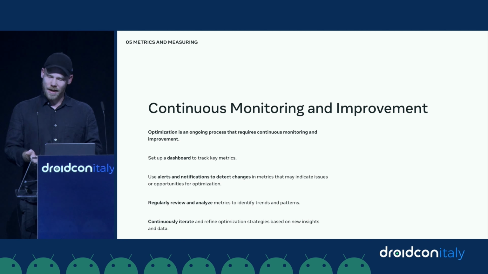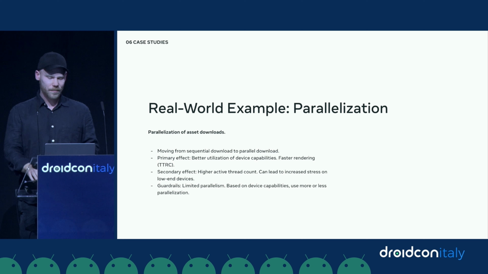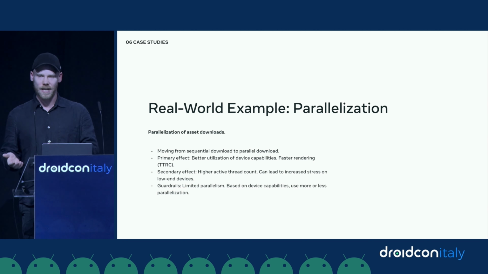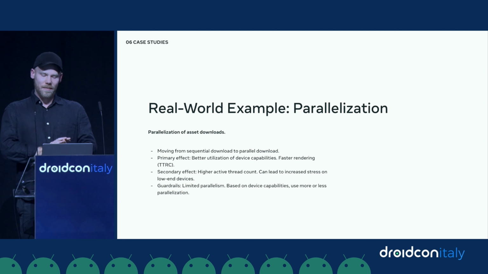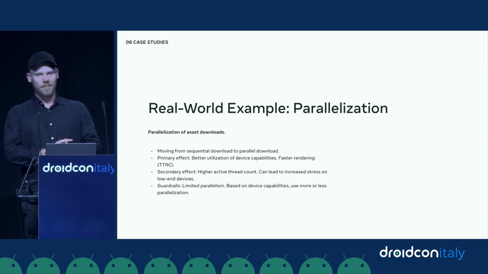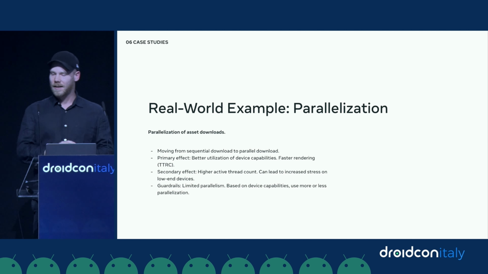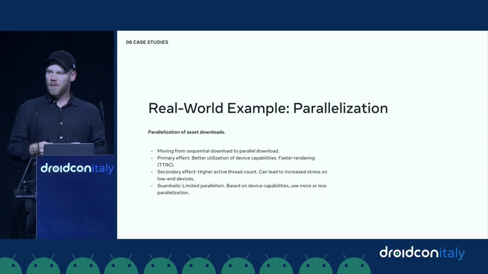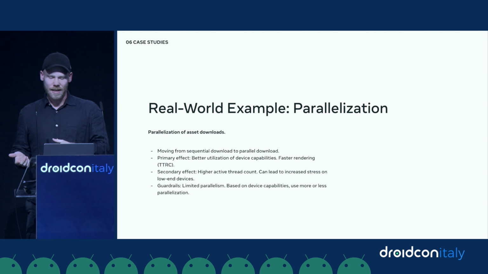And well then, from there, continuously iterate. So if you look at a few real-world examples, I can't go too much into actual product details here, so they are a bit simplified, a bit more generic. But some of these might be found in a lot of applications in the world. The first one is a simple parallelization of asset downloads, right? So we would be moving from a sequential download to a parallel download.